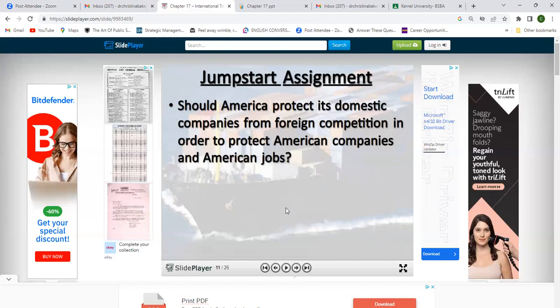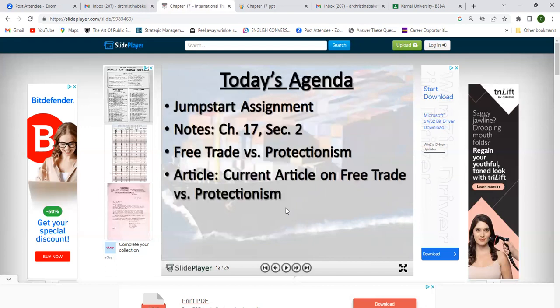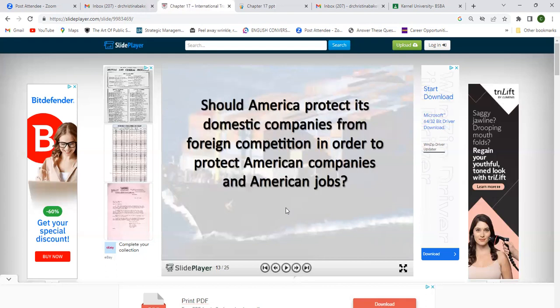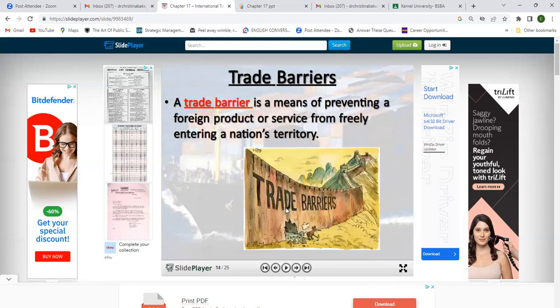Should Americans protect domestic companies from foreign competition in order to protect American jobs? Good question. We could look at the trade barrier, a means of preventing a foreign product or service from freely entering a nation's territory.